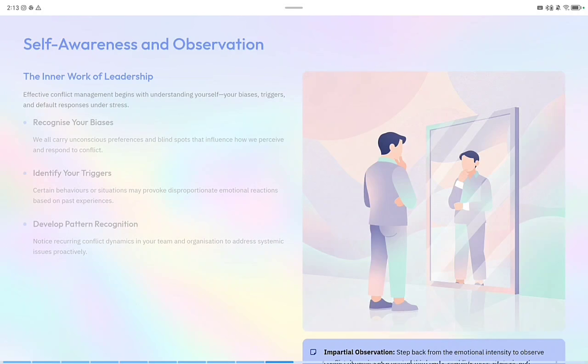So, impartial observation, it is nothing but step back from the emotional intensity and observe yourself and make notes around it.